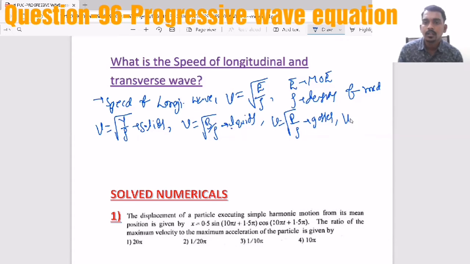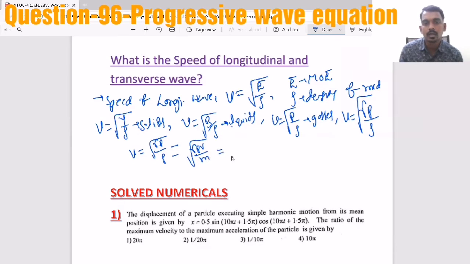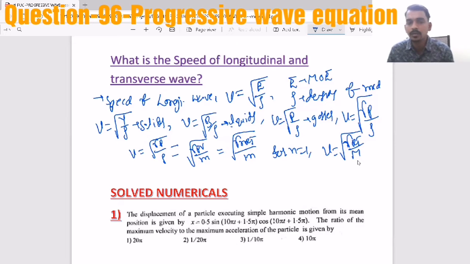But later it was corrected to gamma P by rho. This is the Laplace correction. So V equal to under root gamma P by rho, that is also equal to under root gamma PV by M, or that is also equal to root gamma nRT by M. Now for n equal to 1 mole, the speed will become root gamma RT by M, because for 1 mole the mass will become the molecular mass. So that is what you need to remember.